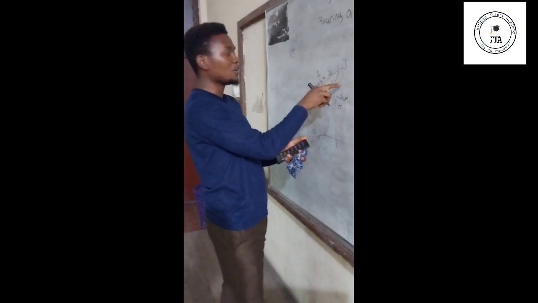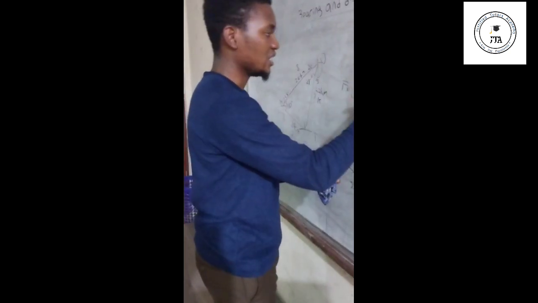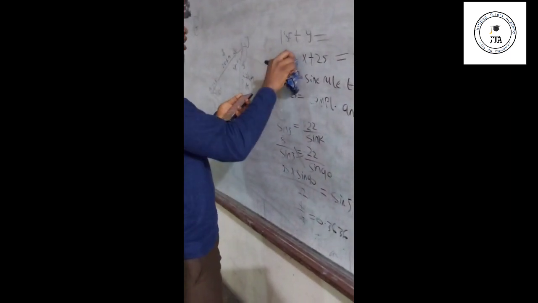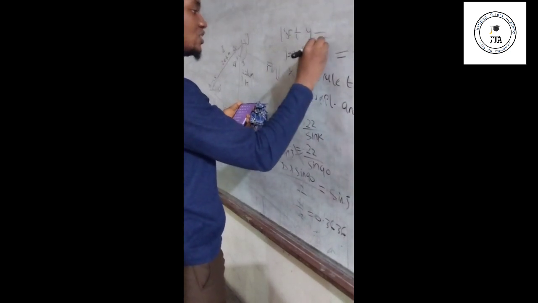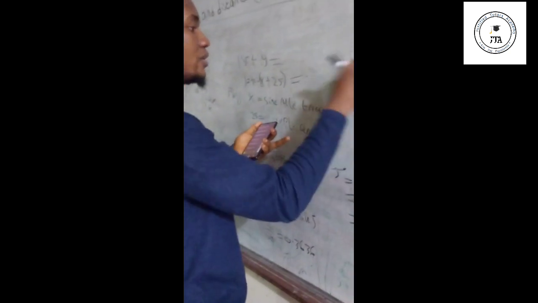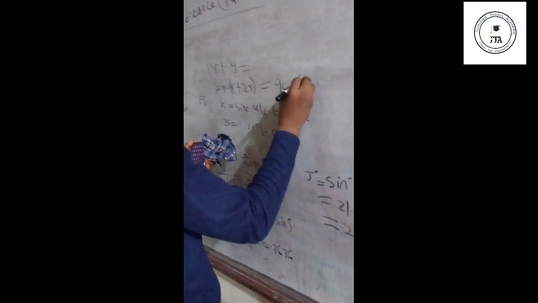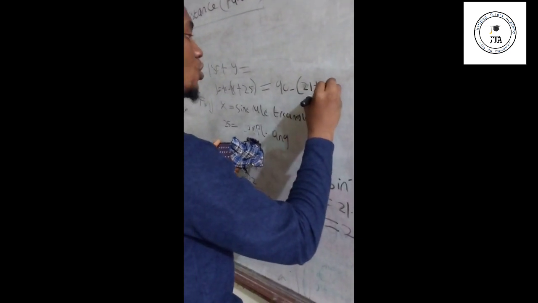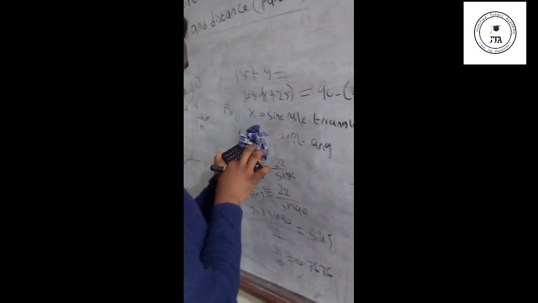Okay, before we get to this, sorry, there's a mistake here. It was meant to be y is equal to 90 minus x plus 25. So we should have 90 minus x, which is 21, plus 25, which is equal to what? 90 minus 46 is equal to what?